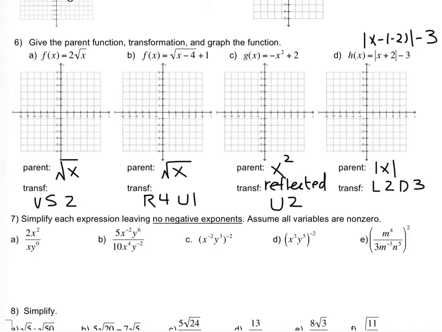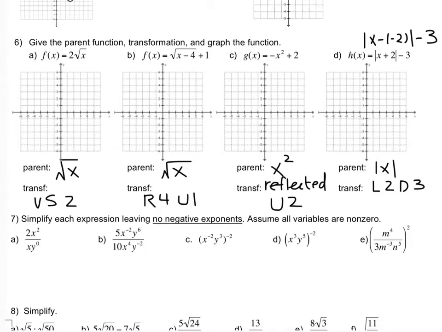Letter C. The variable x is being raised to the second power, so that's the quadratic. The x squared is being multiplied by a negative. So when it is negative, we know it's going to be reflected across the x-axis.